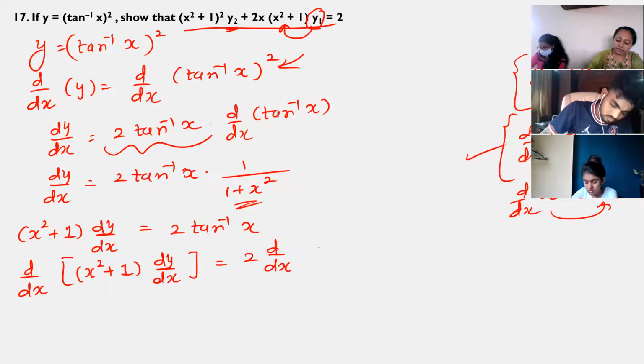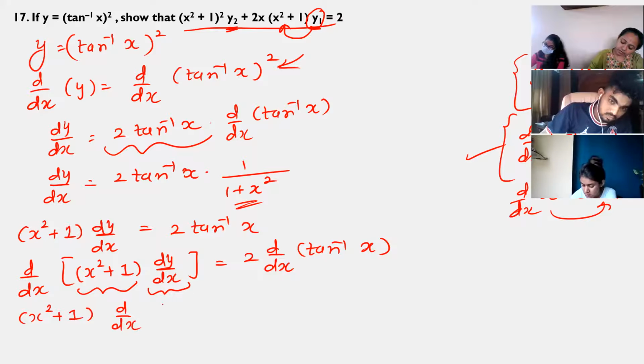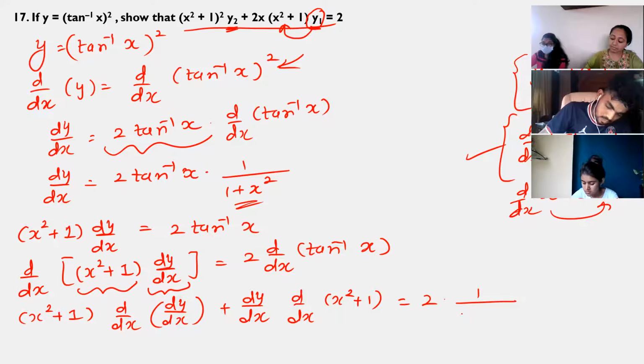2 outside, derivative of tan inverse x. As you can see that here we have two different functions. So the product rule must be applied. First quantity, that means x square plus 1 as it is, d by dx of dy by dx, plus dy by dx as it is, and d by dx of x square plus 1. So it's just first quantity as it is, differentiation of second, plus second quantity as it is, differentiation of first. It's just your second quantity is dy by dx. Should not forget that. 2 as it is, differentiation of tan inverse x is 1 by 1 plus x square.